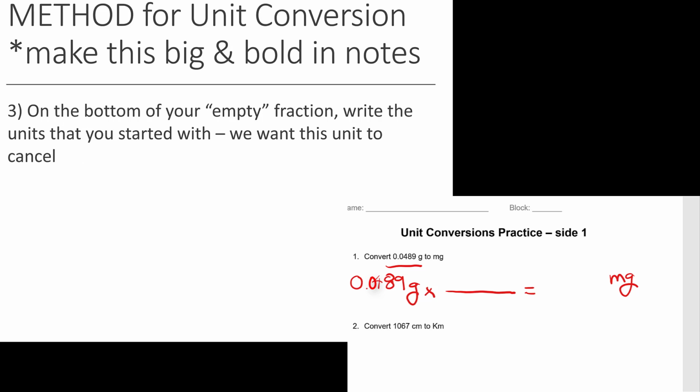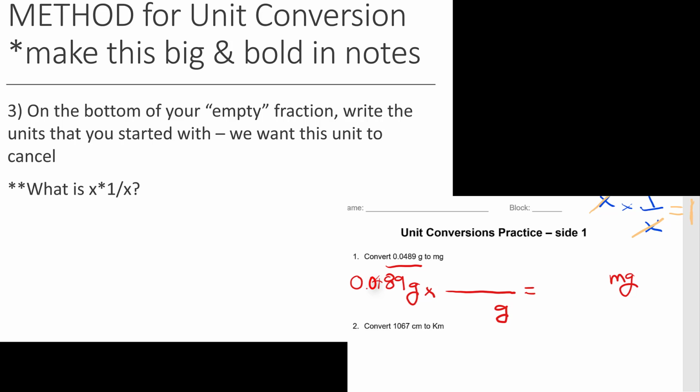Step 3 is to, on the bottom of our empty fraction, so on the denominator, write the units that you started with. So we want this unit to cancel out, which is why it's going to go on the bottom. So we're going to put grams on the bottom because in algebra, if we multiplied x times 1 over x, we know those x's would cancel out with each other, and we'd be left with 1, that number that's on the numerator. We are trying to employ that same logic in this example.